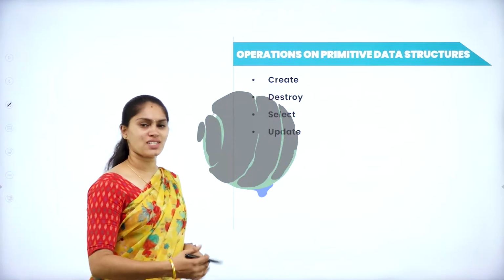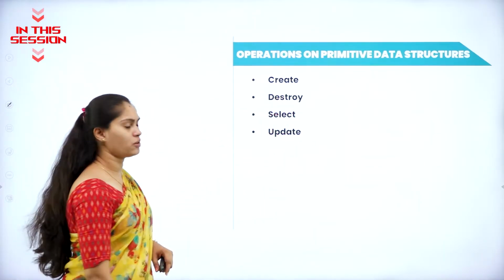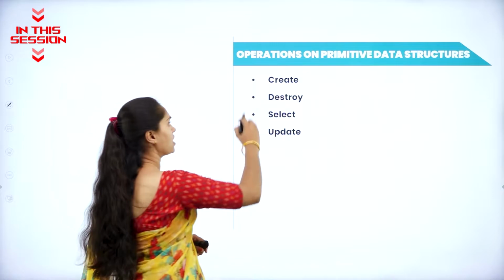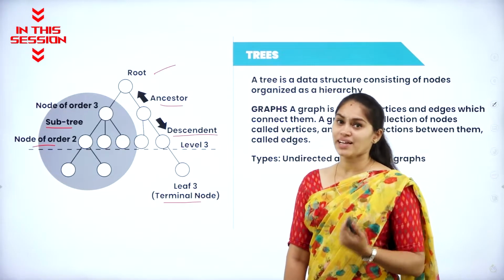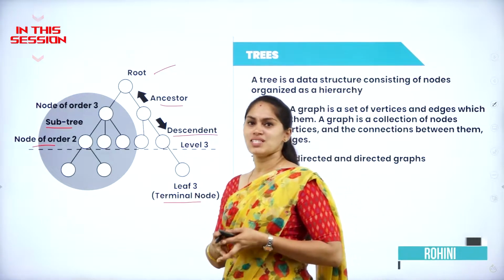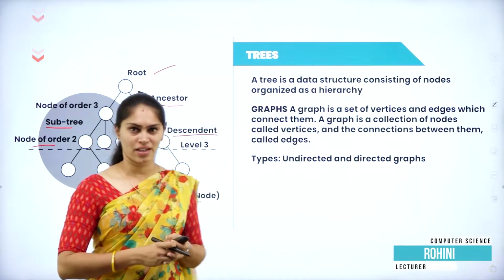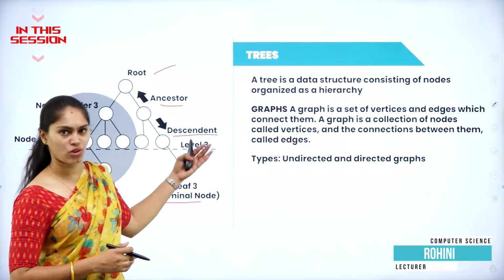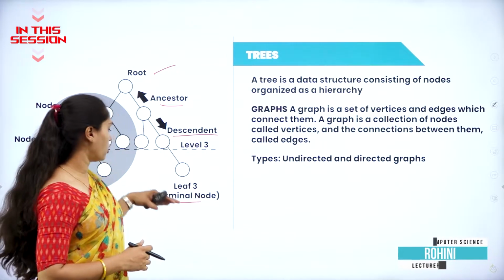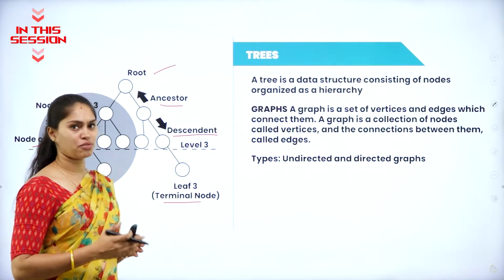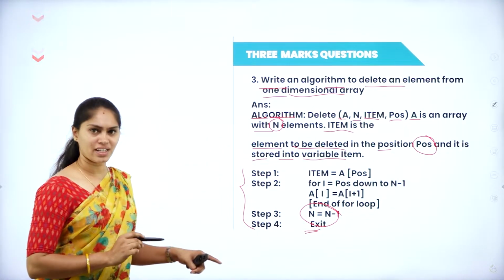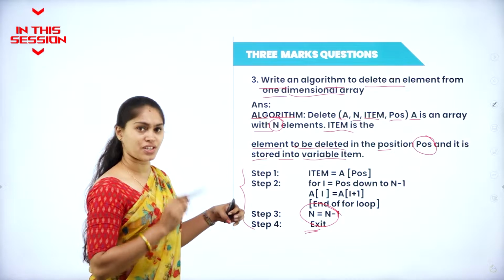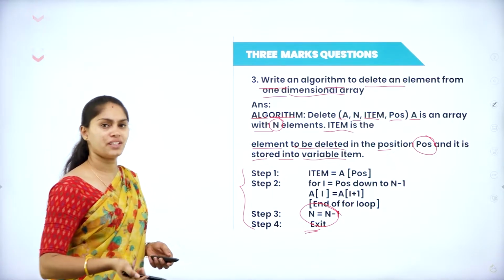What are the operations I can perform on this primitive data structure? It includes create, destroy, select, update. What do you mean by complete binary tree? So those are the terminologies which are important. What is child, what is root node, what is terminal node or leaf node, all that you have to understand. So here, what is the n value? N minus 1 is the value after the deletion. N plus 1 is the value after the insertion.